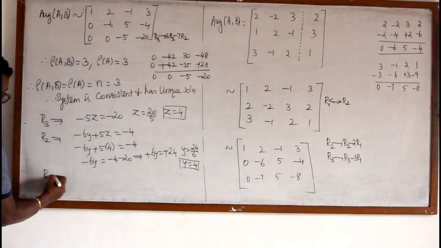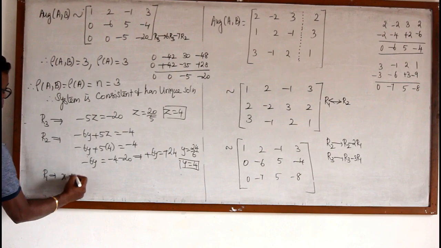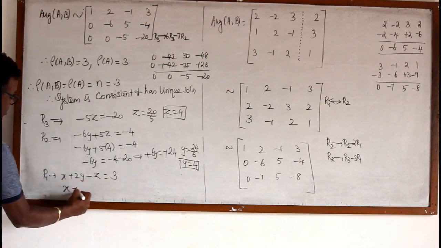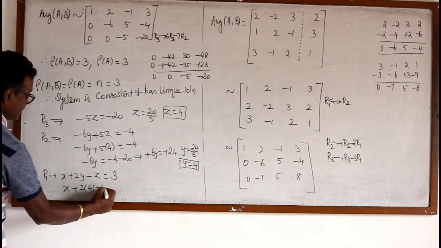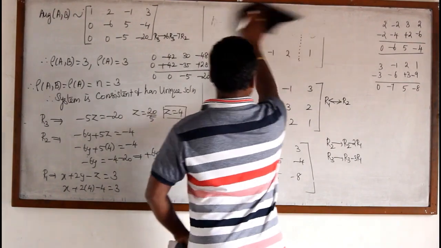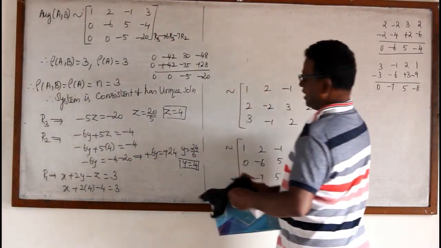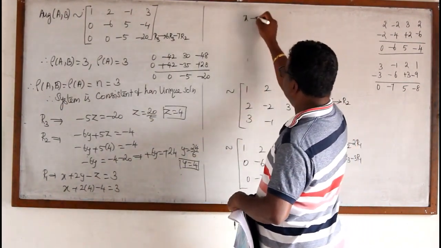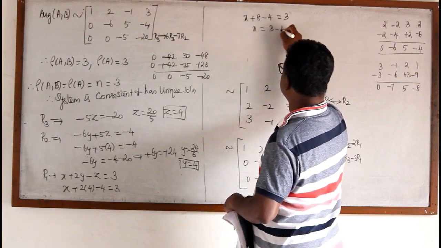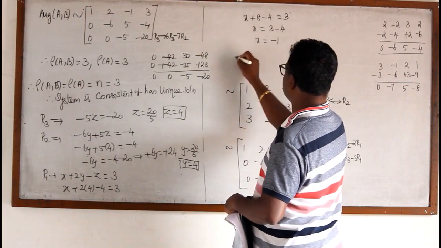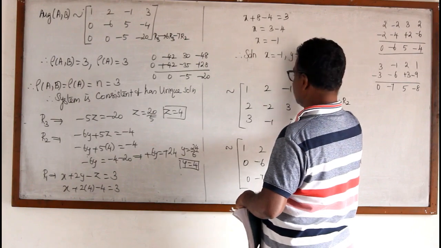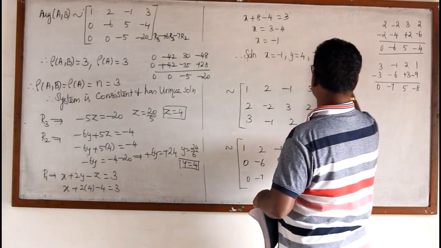Then R1 implies x plus 2y minus z equal to 3. X we do not know, 2 into 4 minus 4 equal to 3. So x plus 8 minus 4 equal to 3, x equal to 3 minus 4, x equal to minus 1. Therefore, the solution is x equal to minus 1, y equal to 4, z equal to 4.